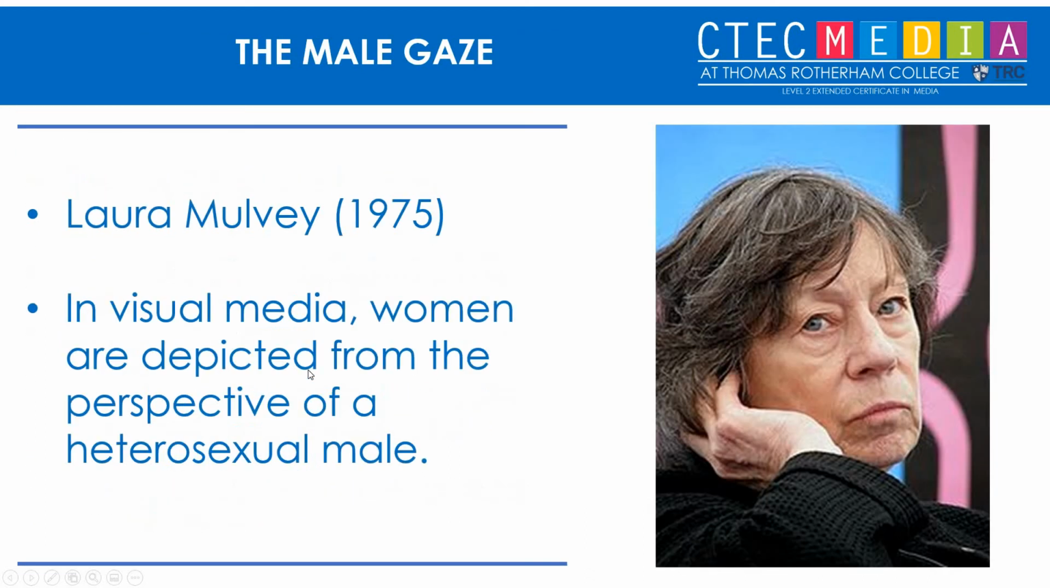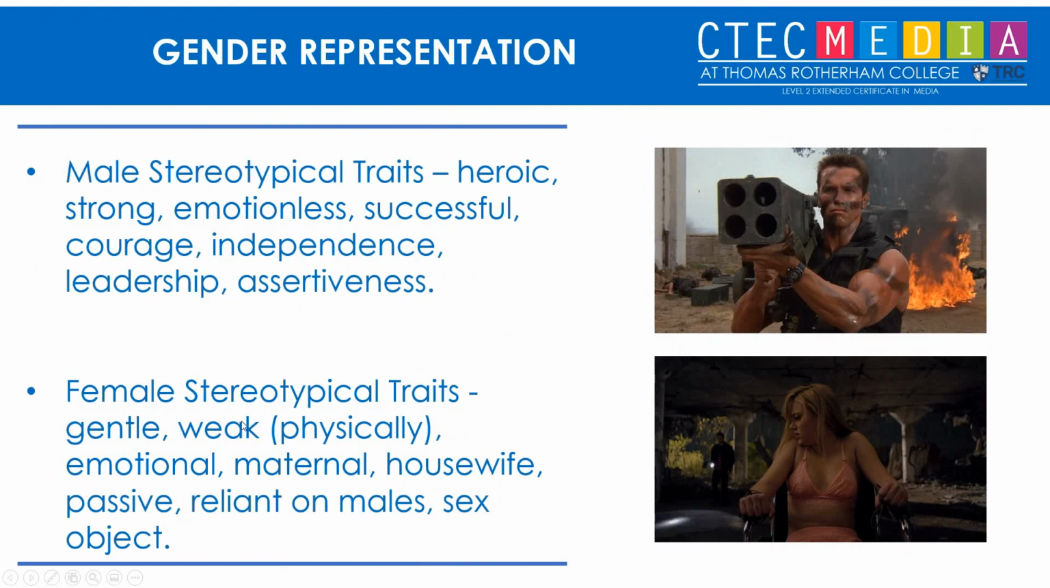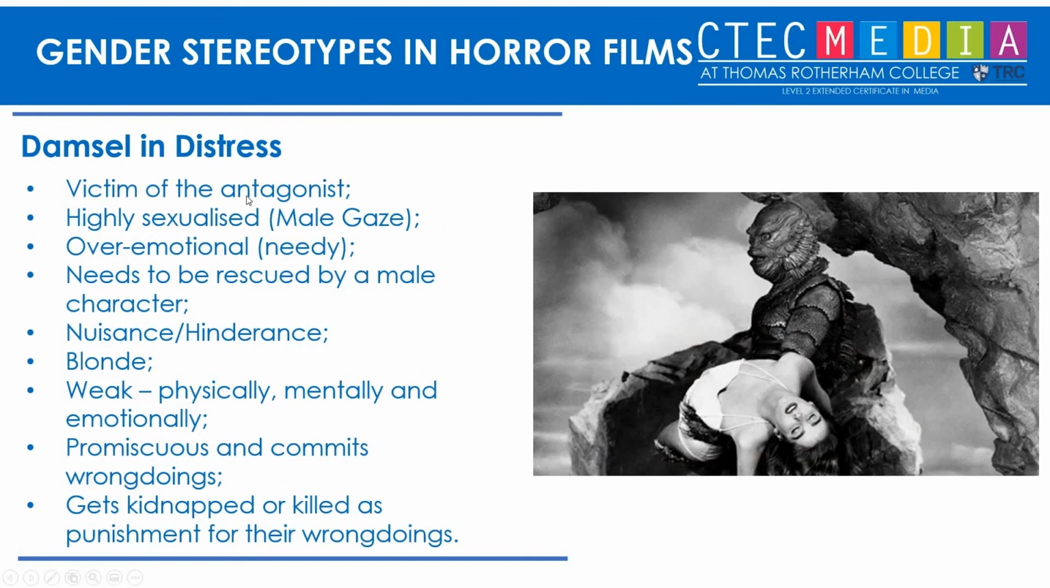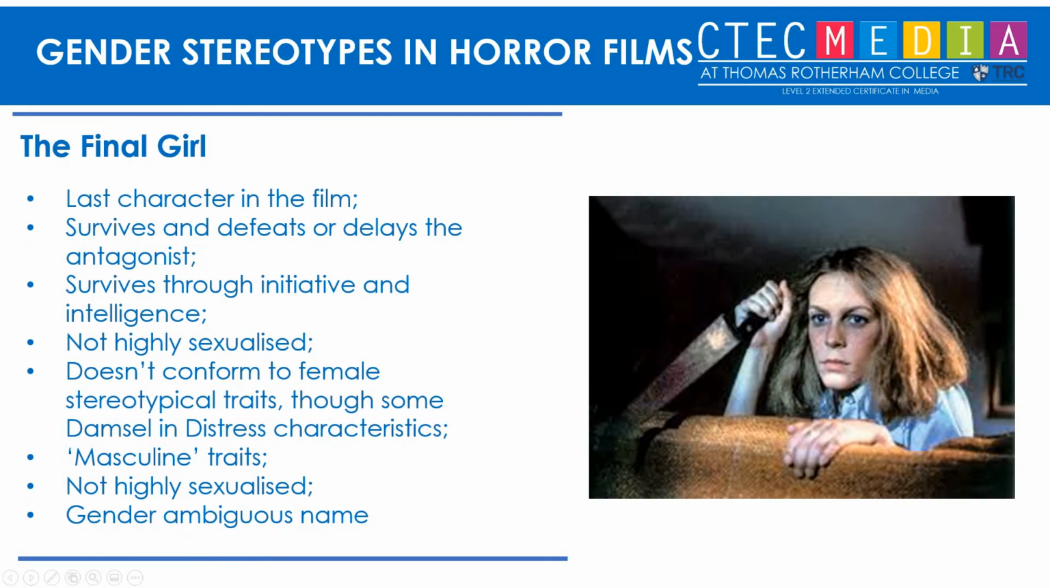So if we go back and look at our stereotypical female traits, being gentle, weak, emotional, whatever, she might not necessarily fall into some of these tropes. They might have some more masculine traits, for example. There will be some damsel in distress characteristics, so maybe one or two of these, but not a lot of them. They're not highly sexualized, so they're not shown through the male gaze.